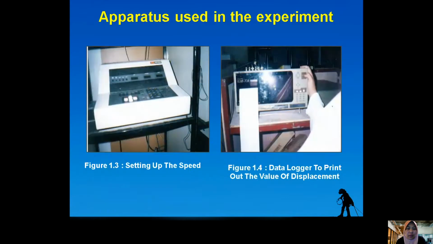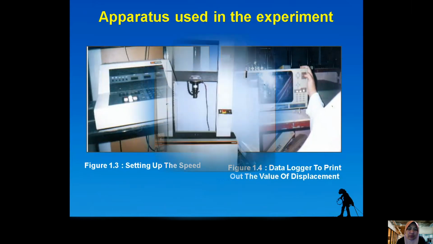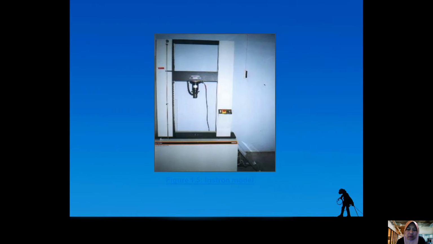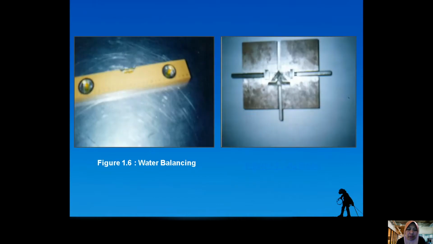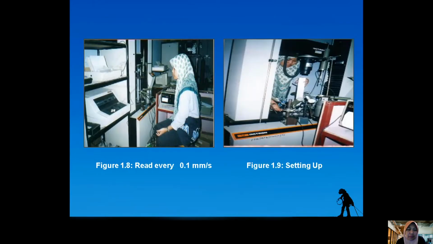This is the figure showing the apparatus used in the experiment. This is the data logger instrument model. On my left is a weight balance, and on my right is a jig. I have to take the reading every 0.1 mm per second.